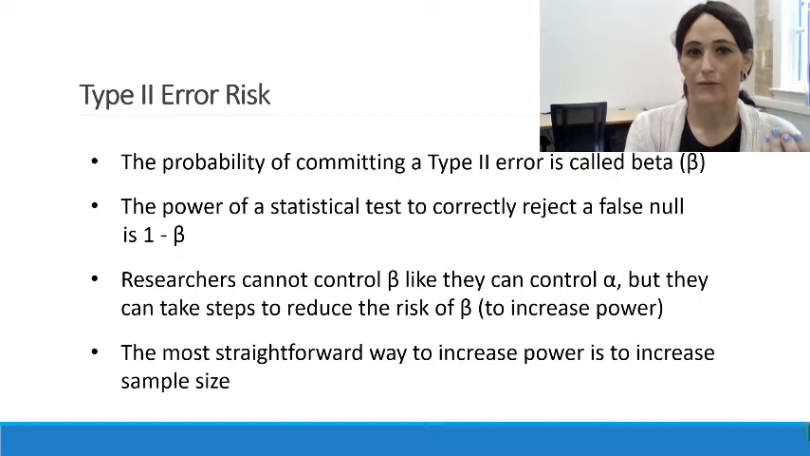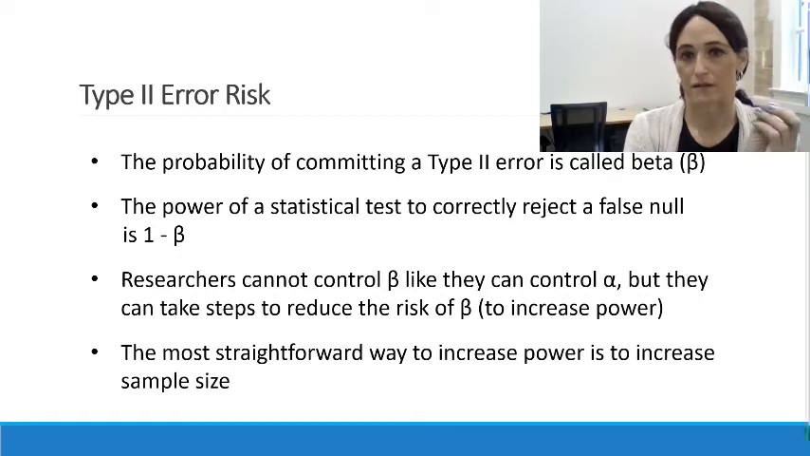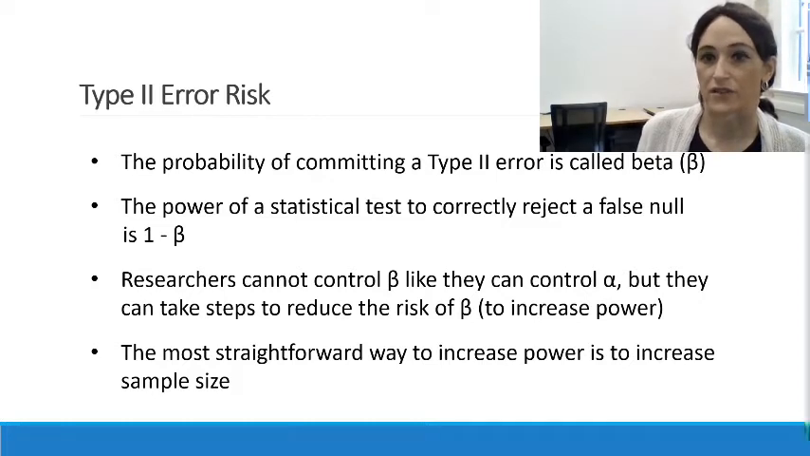So whatever we set as our beta would determine the power of the test. So the power of a statistical test to correctly reject a false null hypothesis, we would say, is 1 minus beta.